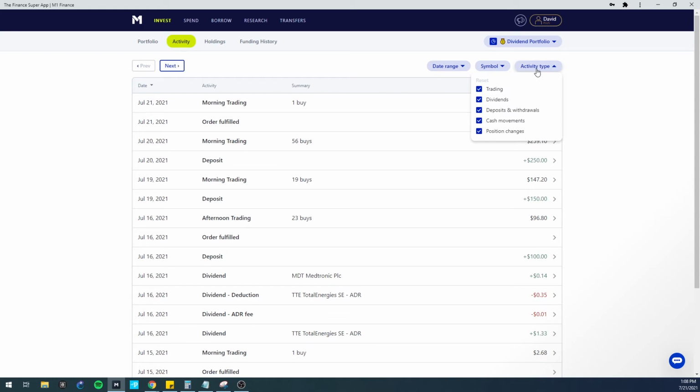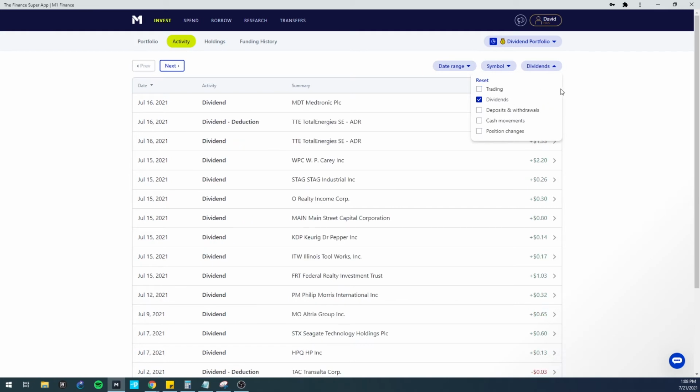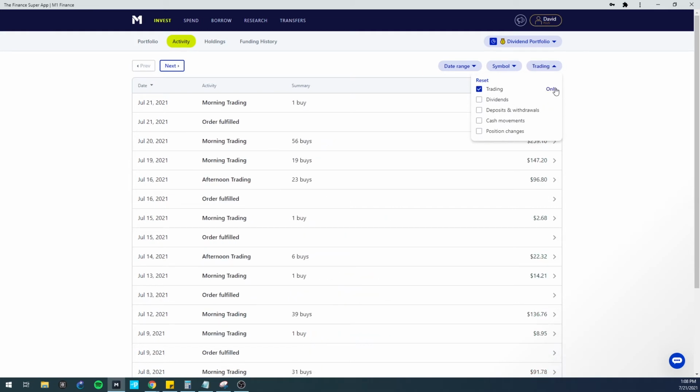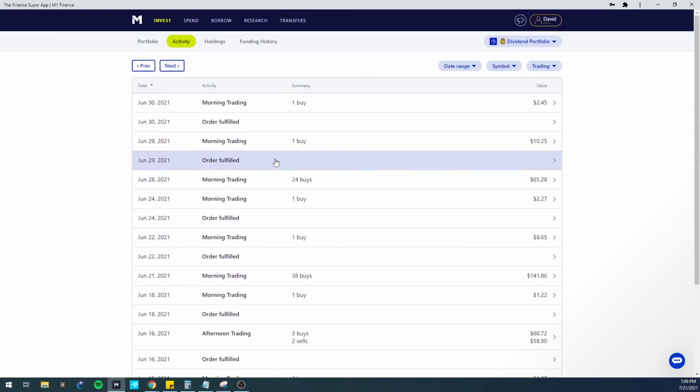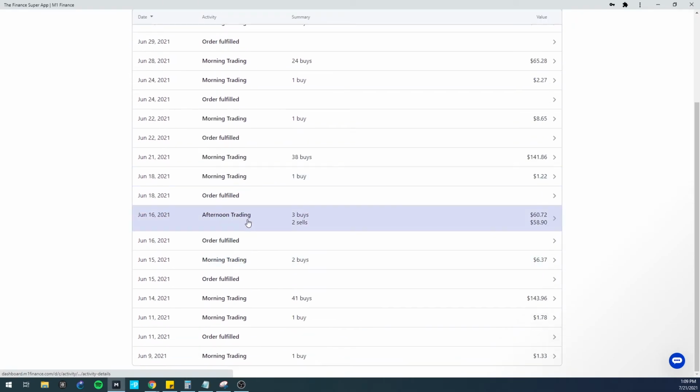Activity types. You can see here we have trading, dividends, deposits and withdrawals, cash movements, and position changes. So when we hover over one of these, typically when I'm looking at the activity, I only want to show dividends. So I can only show dividends. But let's look at this in order, shall we? If we look at trading, you can see all of the trading that we do. You know, buy, buy, buy, buy, buy, buy. Those two sells.